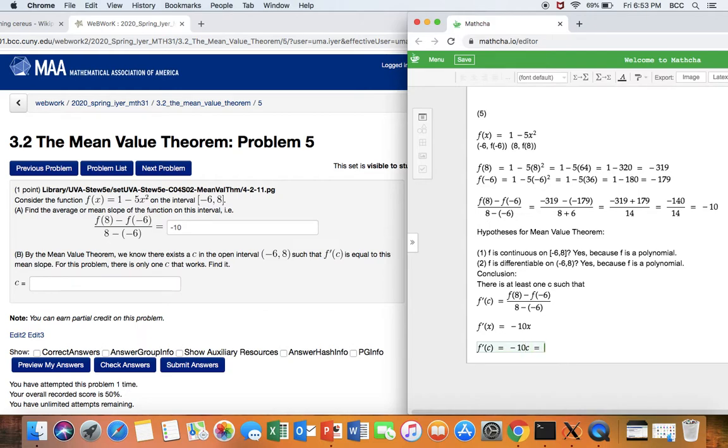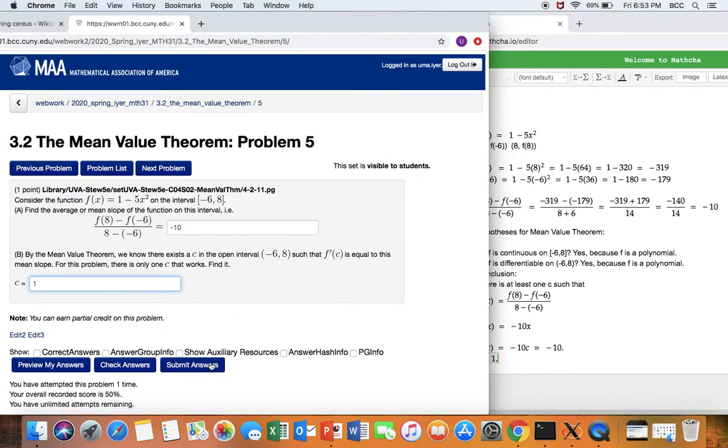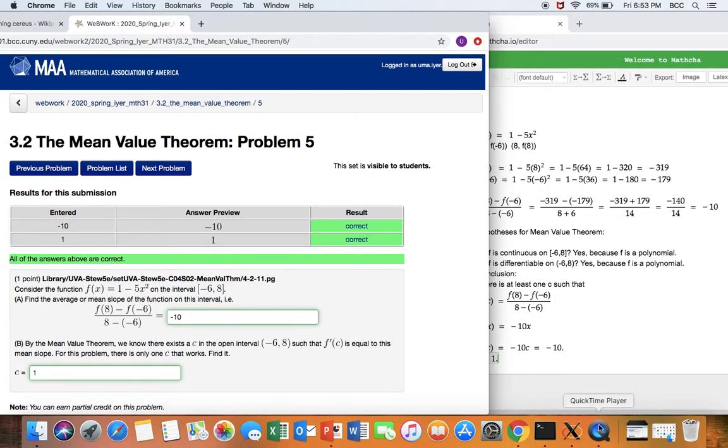You want this to be equal to the mean slope or the average slope, which turned out to be −10. So when does this happen? This implies c equals 1. Correct? So is 1 in this interval? Indeed, it is in that interval. So let's plug in 1, submit, and we are set. Until next problem.